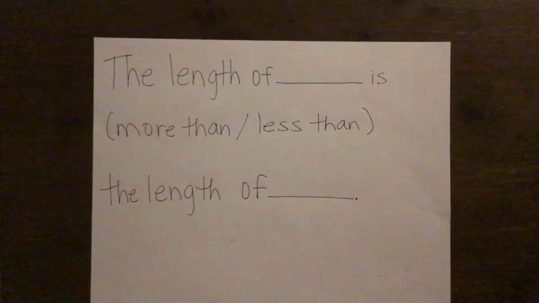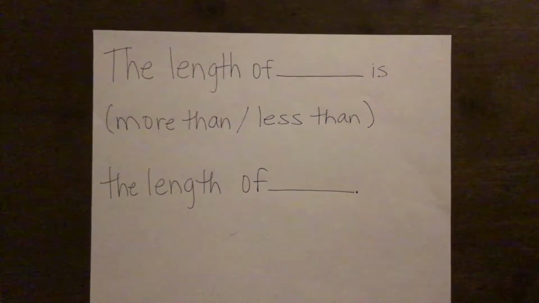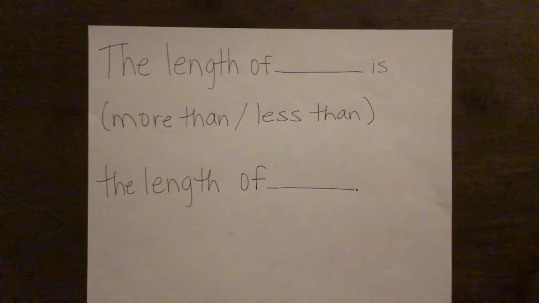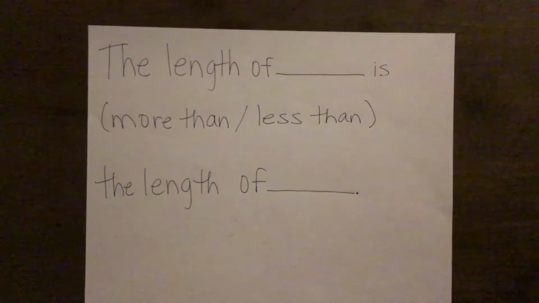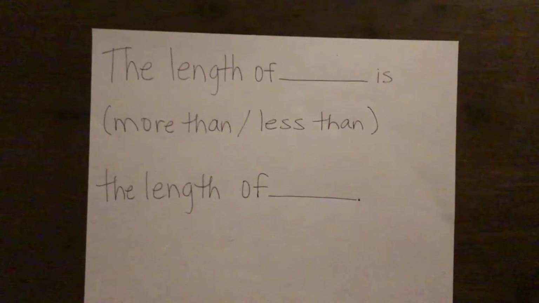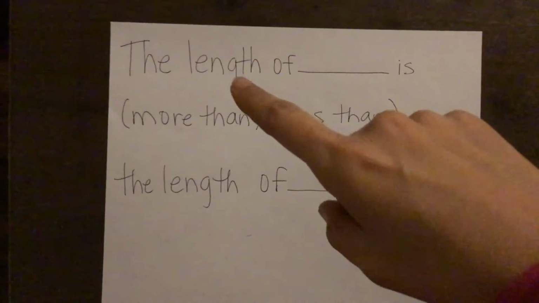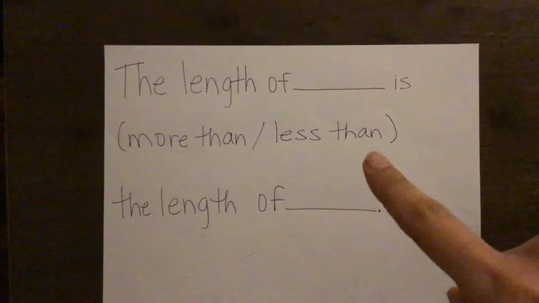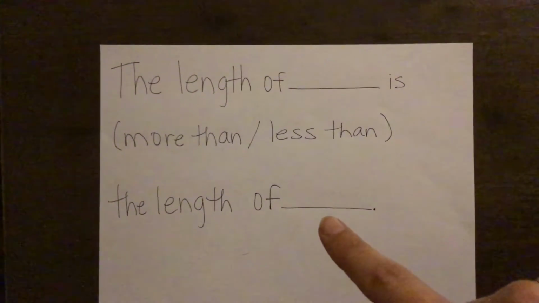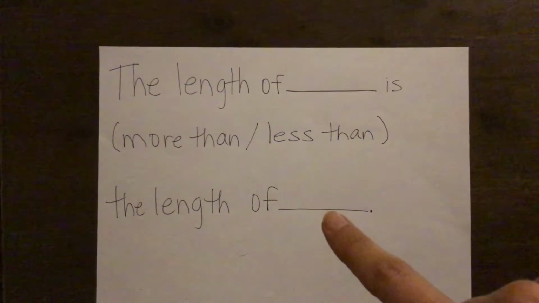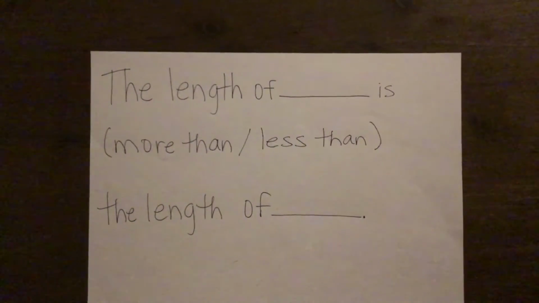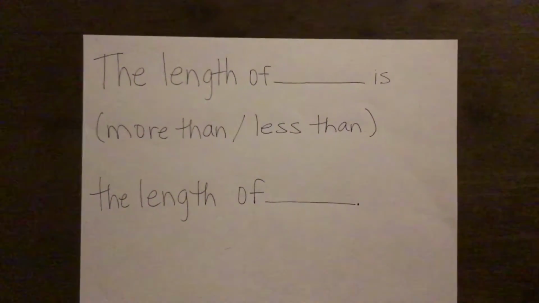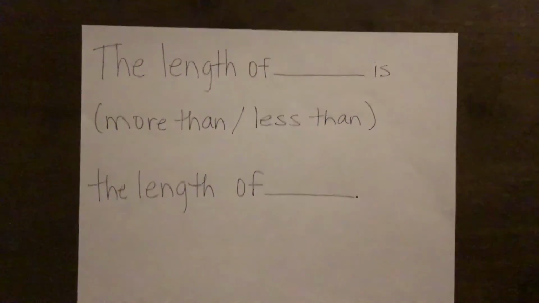Okay, so for our next activity, we will be measuring and comparing objects. And we will use this sentence here to determine how much longer one object is than the other. So the sentence states, the length of blank is more than or less than the length of blank. When we're measuring, we always want to remember to include the units. Since we're working with centimeters, we'll use centimeters as our units.